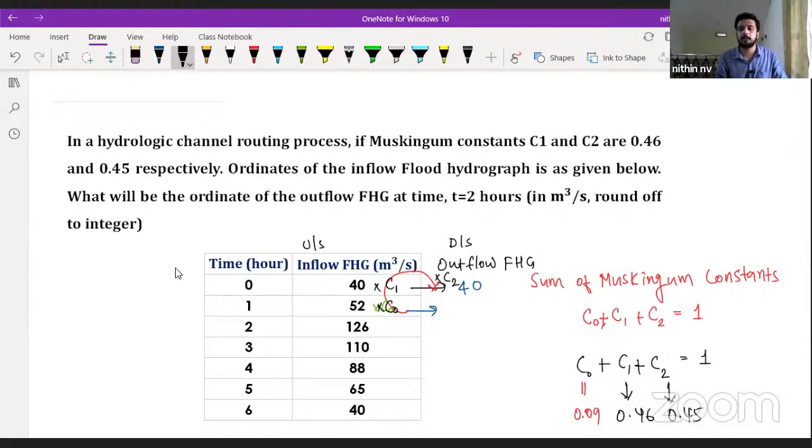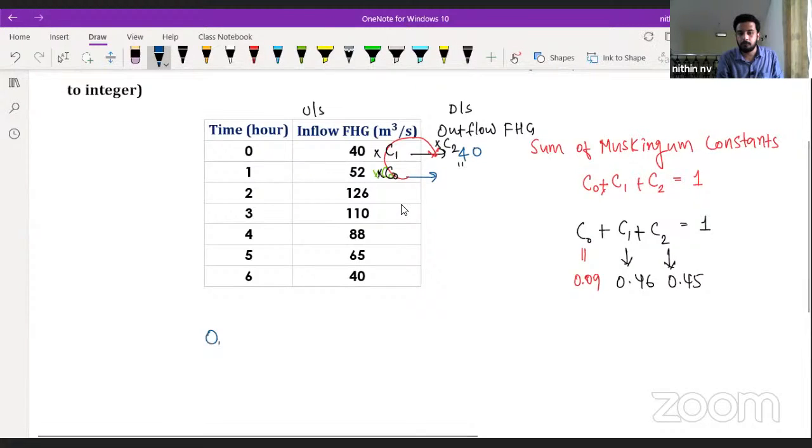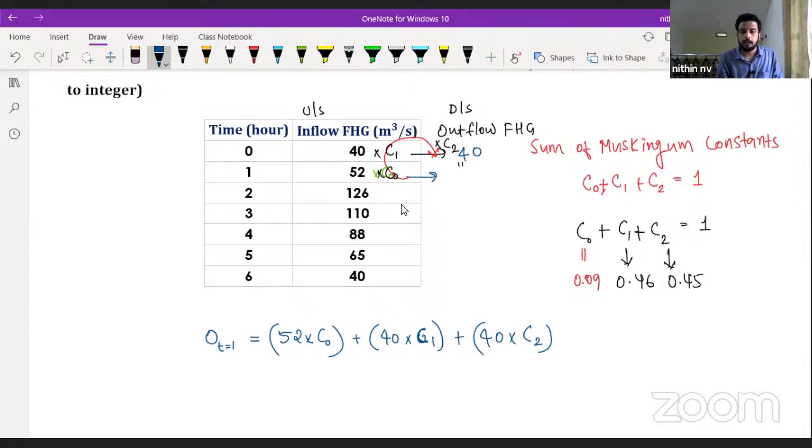Just go in the clockwise direction, multiply with the C naught, C1 and C2, put the value here. What is the meaning of this? The outflow value corresponds to time 1. Okay, outflow value at 1 will be equal to 52 into C naught, C naught you substitute 0.09, plus 40 into C1. I'm just putting C1 only here. You can just substitute it. Plus again 40 into C2. Tell me what is the value of outflow flood hydrograph at a time equal to 1? What is that value at a time equal to 1? 41.08. Okay, very good.